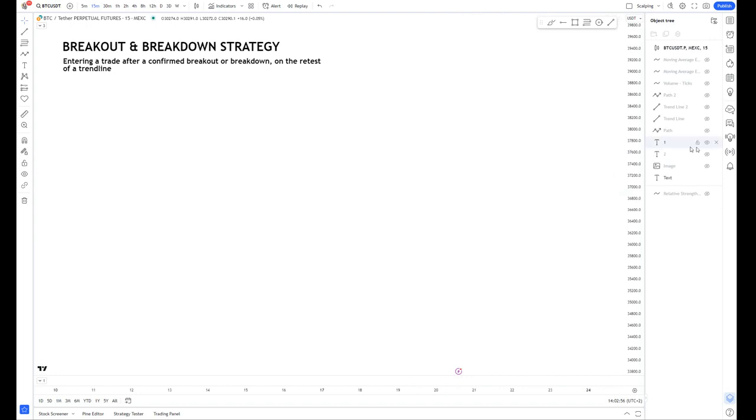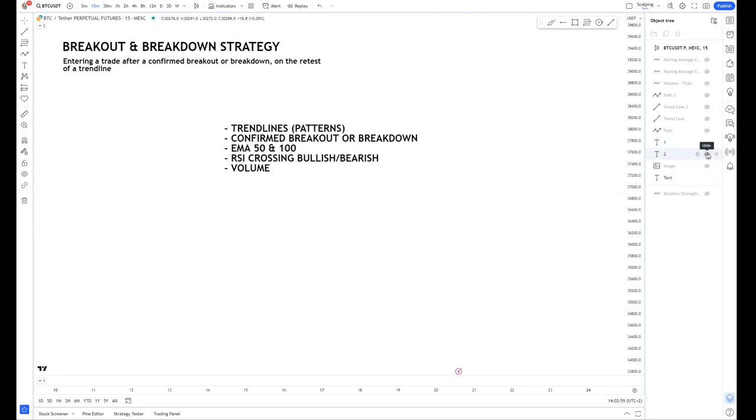So what would you need for this strategy? So what do I use? Of course, as we're talking about breakouts and breakdowns, we would need a trend line or patterns. We would be looking for confirmed breakouts and breakdowns. I usually use the 50 and the 100 EMA for confirmation and confluence. Also the RSI, which should be crossing bullish or bearish. And you can use volume to confirm also the breakout is a real breakout and not a deviation.